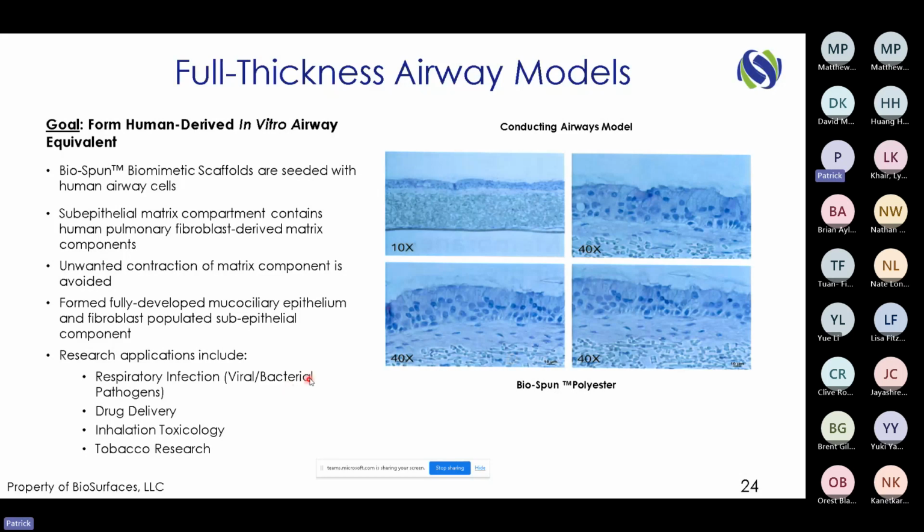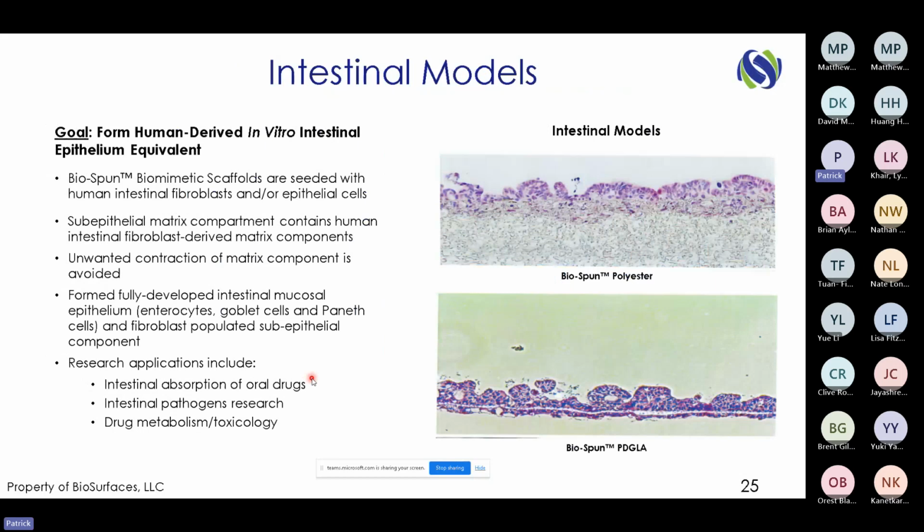So there is the airway model, the full thickness airway model. We've also worked on some intestinal models. This work was actually done in collaboration. In the early days, we had a collaboration together with my former colleagues at MatTek, and this model was put together by Dr. Sayam Maihuni. In this case, this was a full thickness model that utilized intestinal fibroblasts as well as intestinal epithelial cells. And this was, again, the thicker polyester.